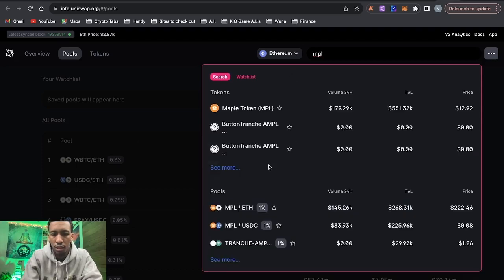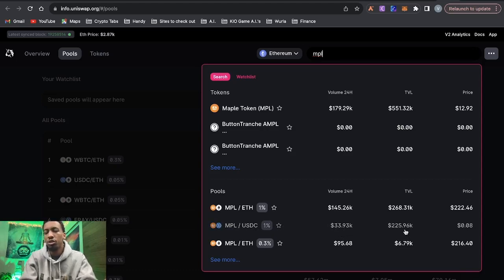So you type in MPL and you see Maple ETH. So right now the TVL is $268,000, but the volume is $145,000. So it's almost close to the TVL, right? So the more the volume is closer to the TVL, or if it's over, even better, the more money you make. So you wouldn't make as much money in this pool because the 24-hour volume is only 33,000 and the TVL is 225K. This is a drop in the bucket compared to this. And I'm just going off the 24-hour volume right now.